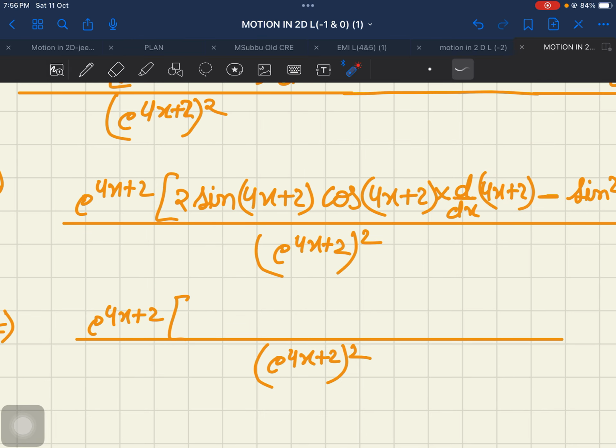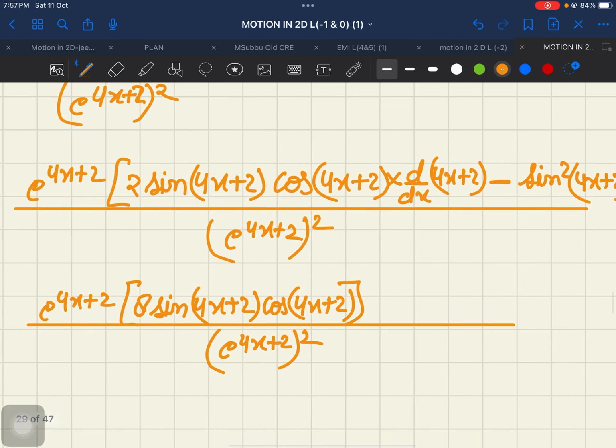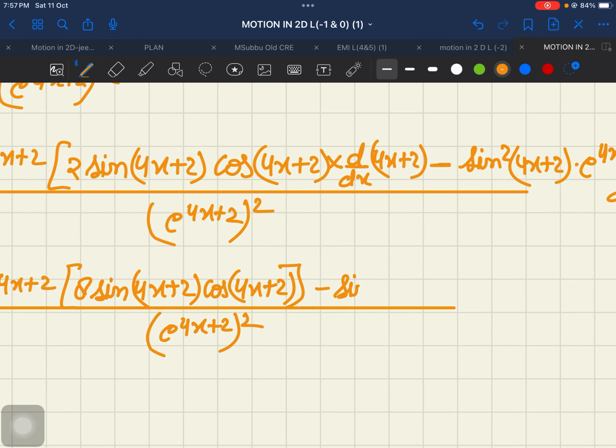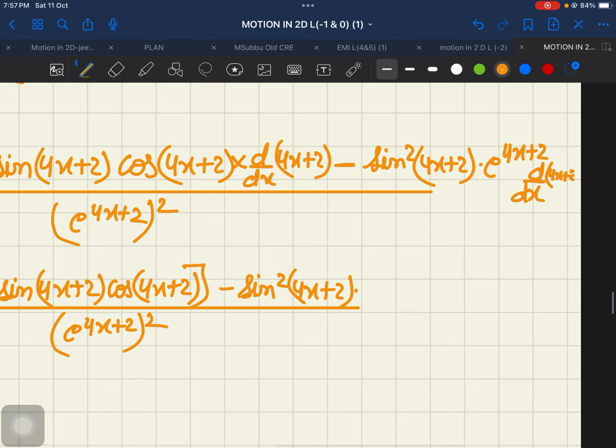So it will become, let me write down here, 8 sine, let me use orange color. 8 sine 4x plus 2, and 2 cos 4x plus 2, no problem, right? So that's it. And minus sine square 4x plus 2, no issues, right? And into e to the power 4x plus 2, then the differentiation of this is what? 4. So into 4 into 4, that's it, right? So this is your answer over there.